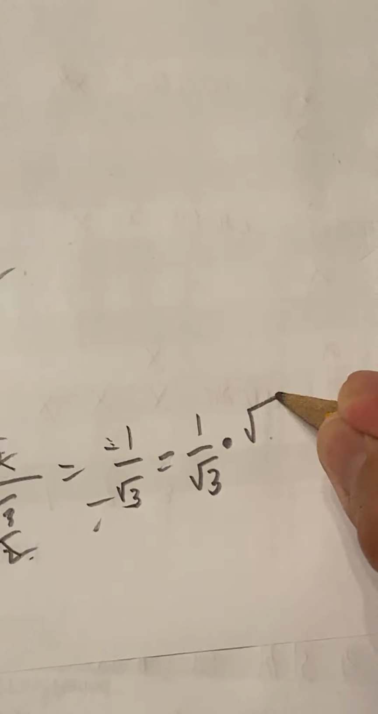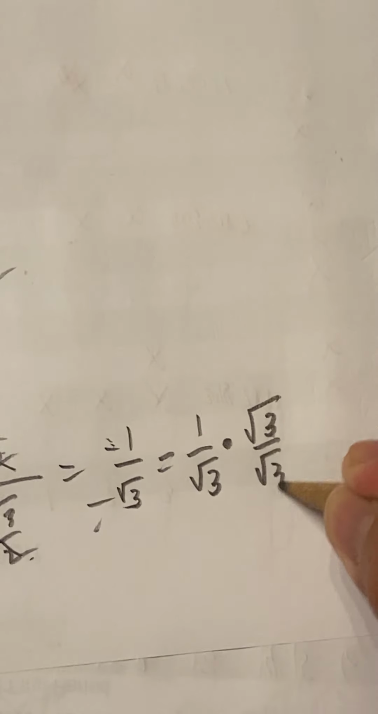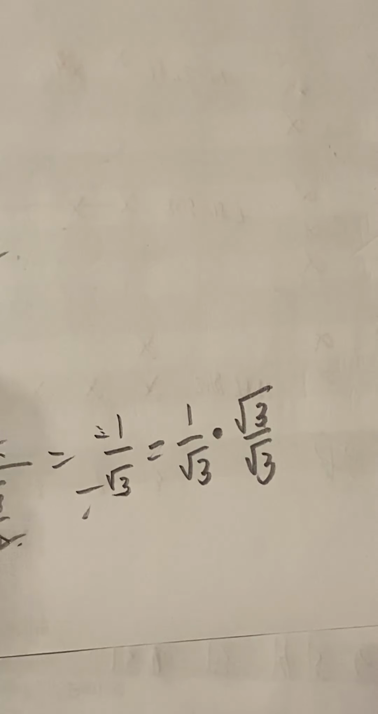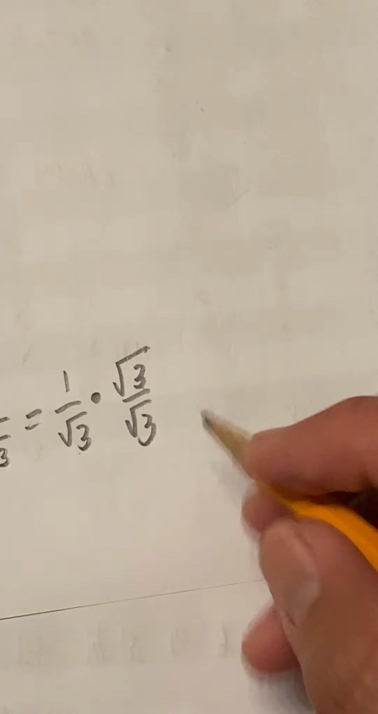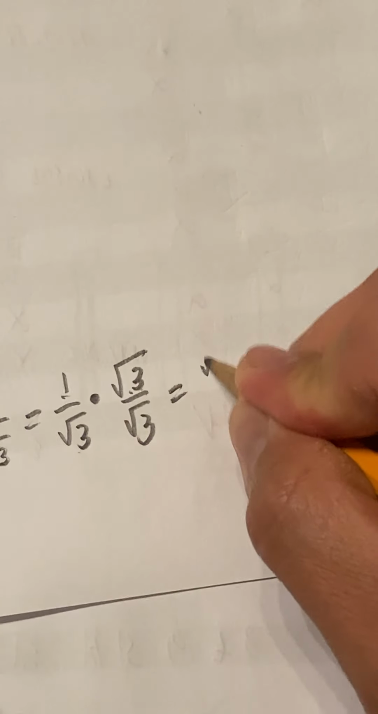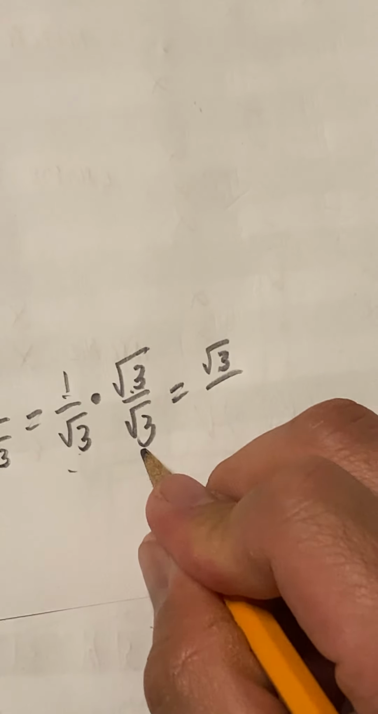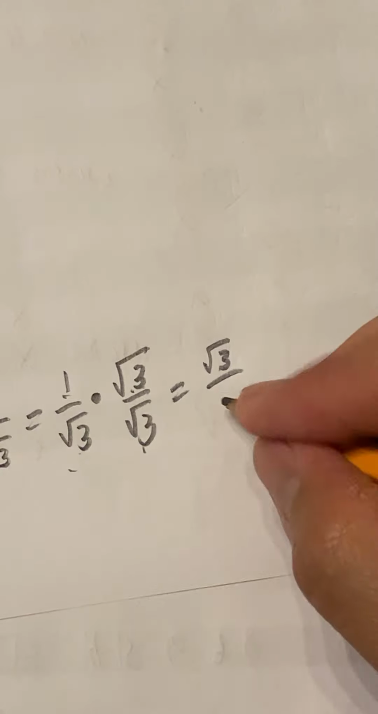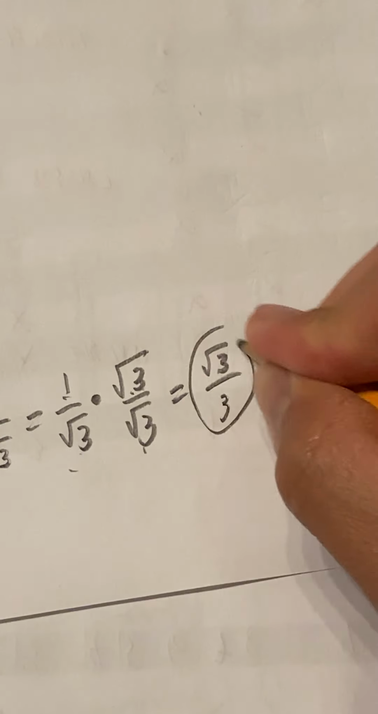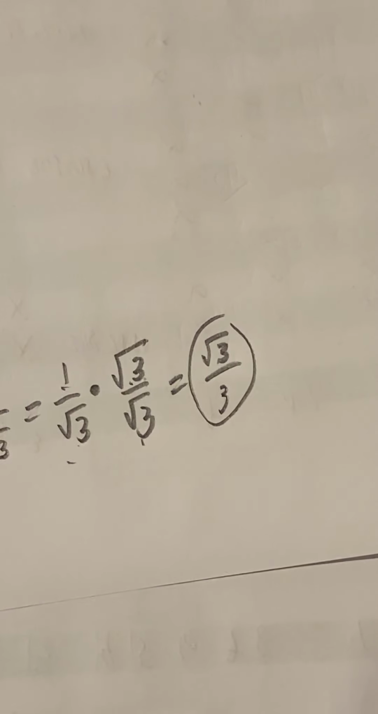Rationalization. Rationalization means it's a process wherein it eliminates the chance for you to have a square root or even any root in your denominator. So you multiply each by square root of 3. So this will be 1 times square root of 3 is square root of 3. Square root of 3 times square root of 3 is square root of 9. But square root of 9 is just 3. So that's the tangent of 210. All right, there you go.